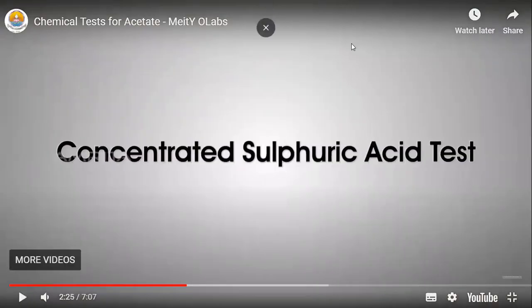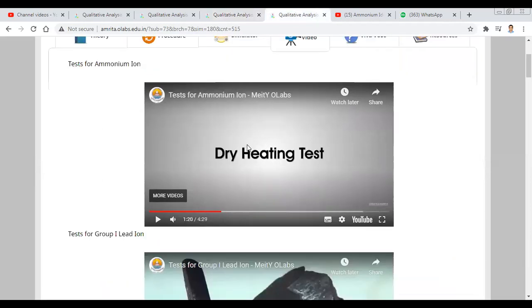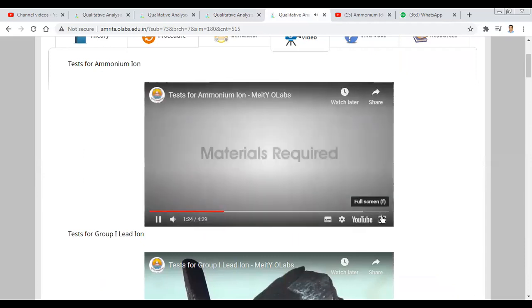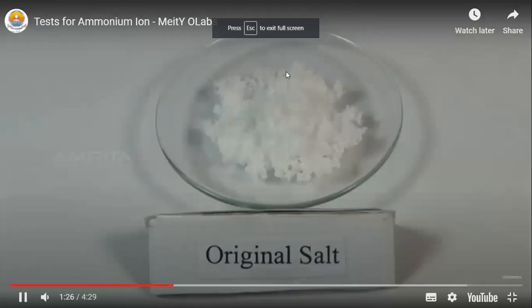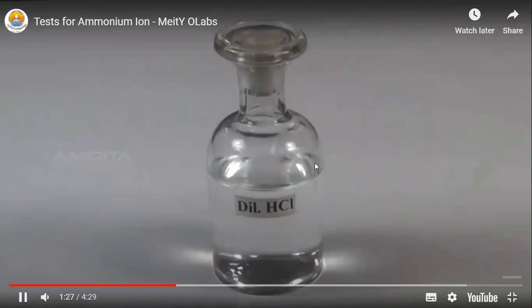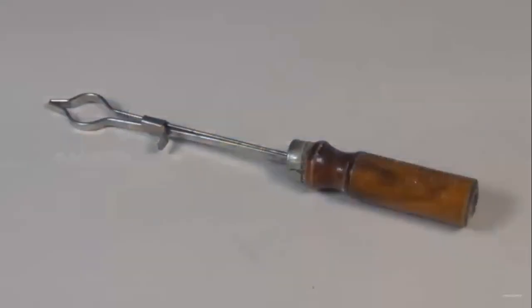So this is how we understand the heating of the salt, and we bring the blue litmus paper near the mouth of the test tube. Now we'll take the original salt and perform another test for the same salt. The dry heating test is very important for this salt because we get both results at the same time.